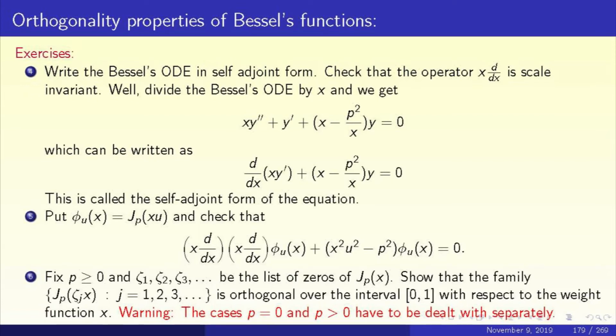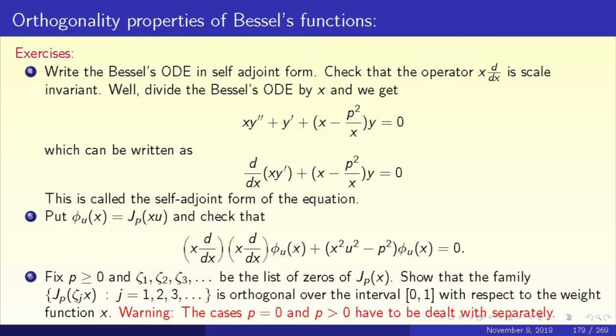Now, let us take a zero of the Bessel's function and let us see the orthogonality properties of zeros of the Bessel's function. So, if you take phi u of x equal to Jp of u x, then I can get the expression x d dx whole squared phi u of x plus (x squared u squared minus p squared) phi u of x equal to 0. Using this expression, you must prove the orthogonality properties of the Bessel's function, namely Jp of zeta j x, where j varies from 1, 2, 3 up to n, is an orthogonal system over the interval 0, 1 with weight function x. So, this is the orthogonality property of Bessel's function.